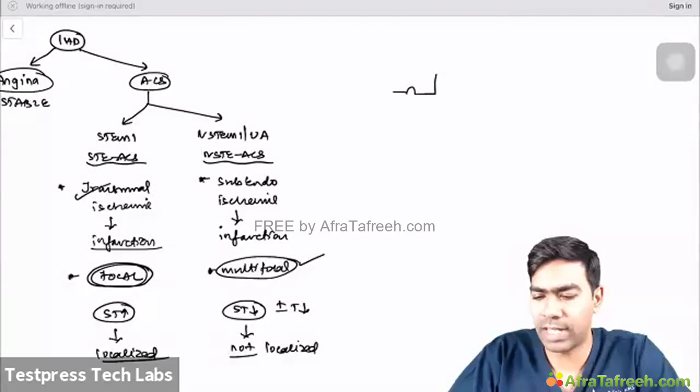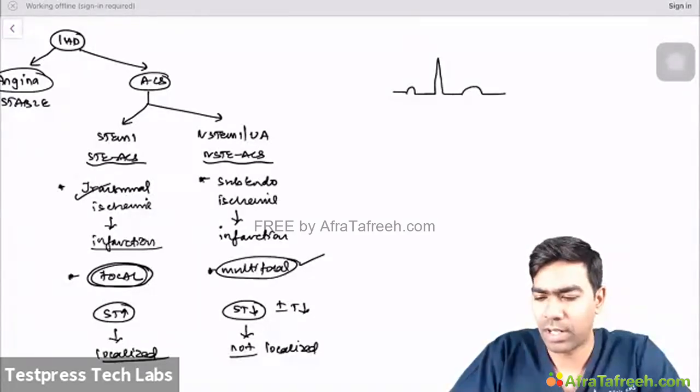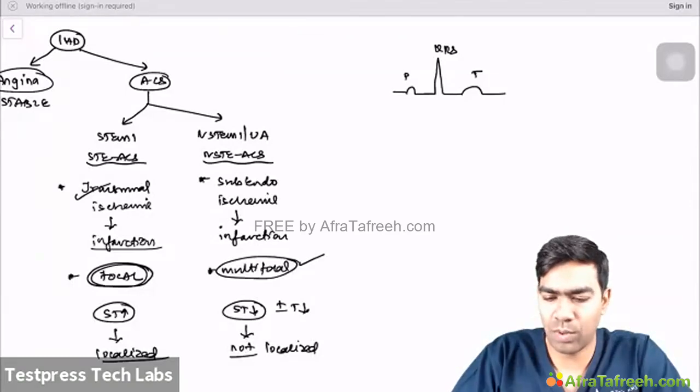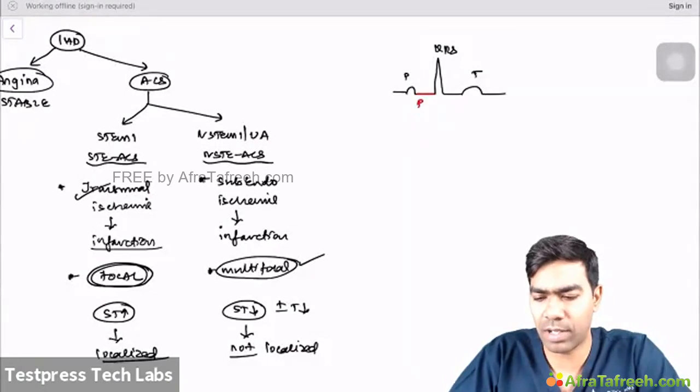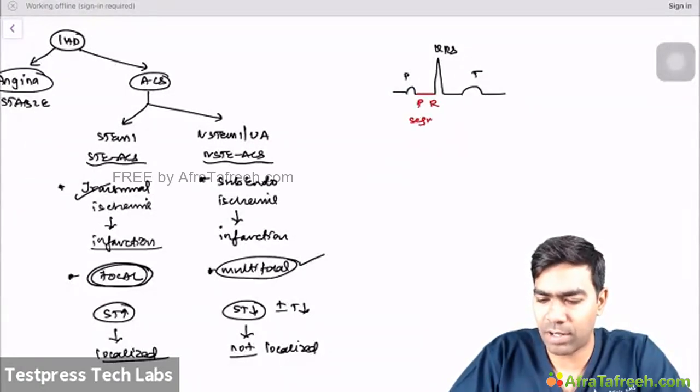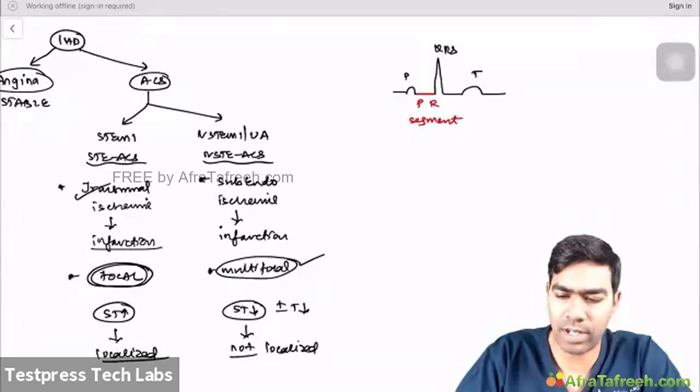Suppose you take a lead, everyone would have seen this kind of a lead. Here you have the P wave, the QRS complex in the ECG, and a T wave. And if you want to tell where the segments are, they are the isoelectric points. So this is the PR segment. Remember, it's a segment. Whenever you talk about a segment, it must be isoelectric, a straight, flat line.